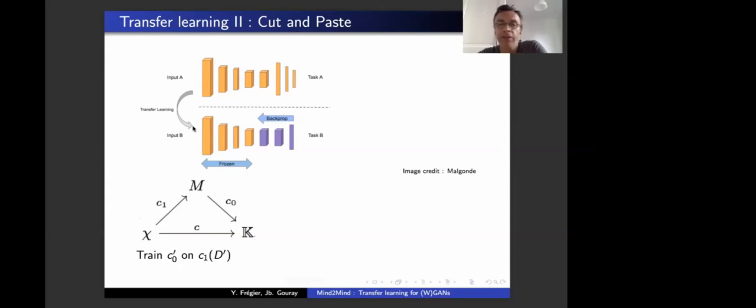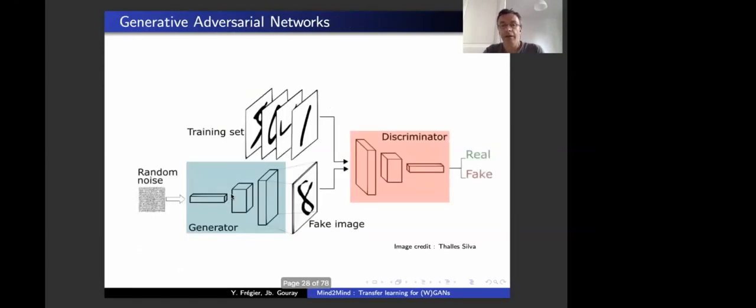And then you need to go only once through C1 to define C1 D prime, and then you're good. So this saves a lot of time because you don't have to do backpropagation through the lower layers. So there are fewer parameters to train and much less computation to do because you don't need to do backpropagation on half of the network. So that's for transfer learning.